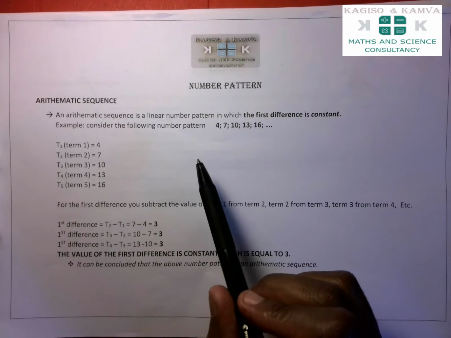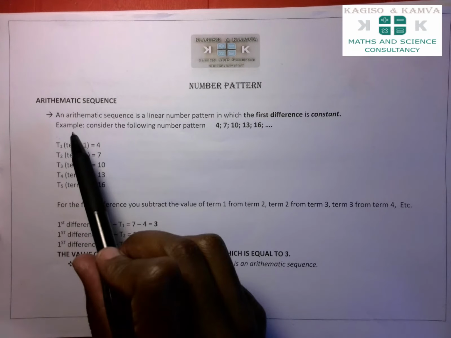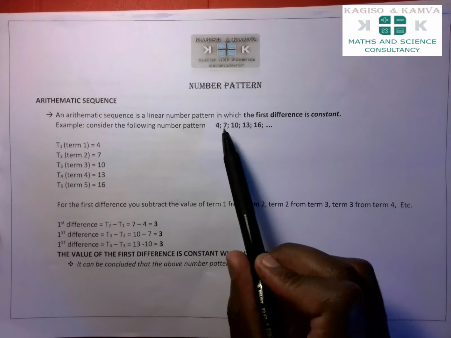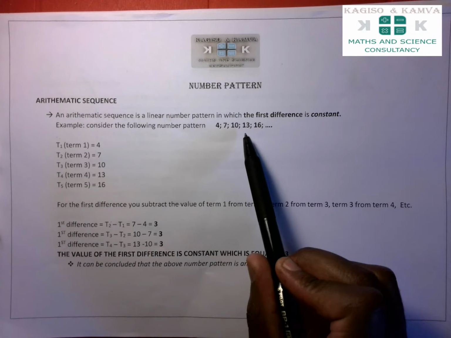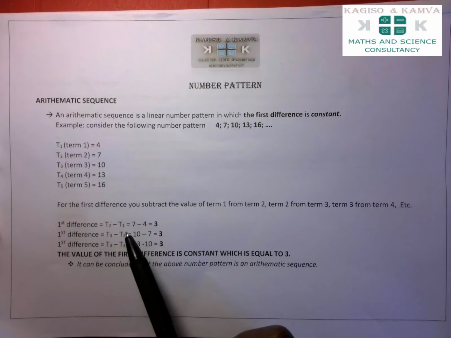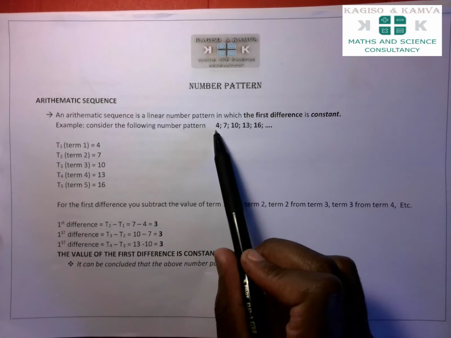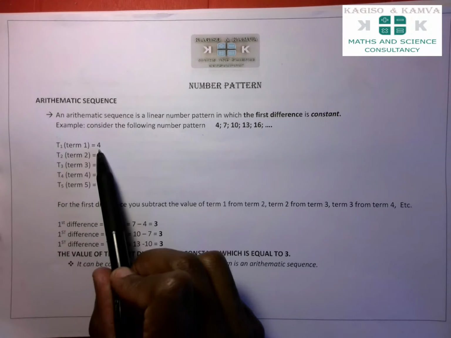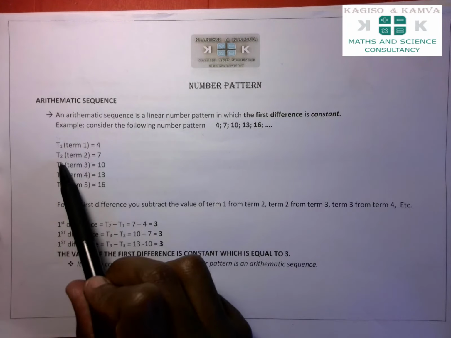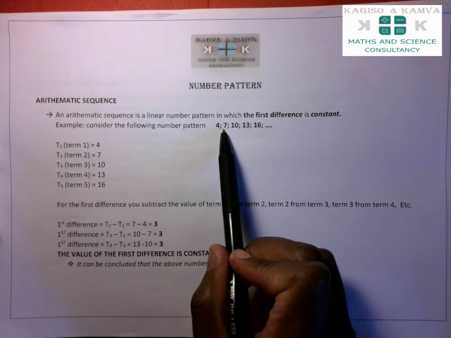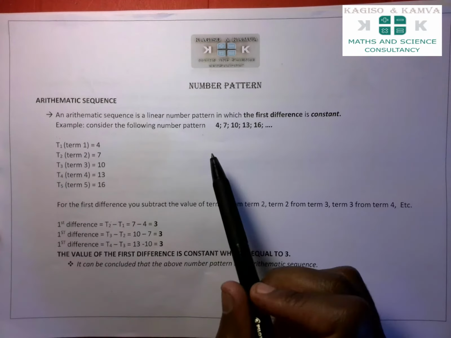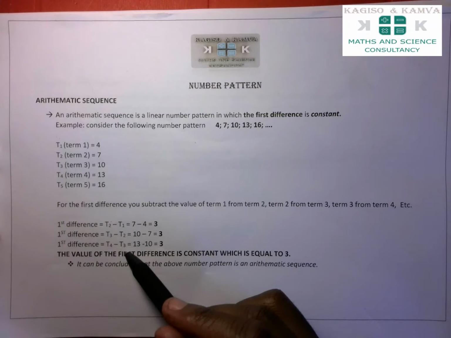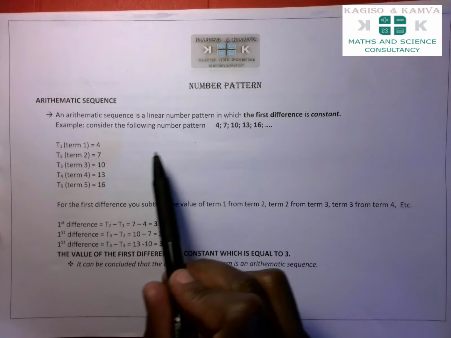Now, example, let us consider the following number pattern: 4, 7, 10, 13, 16. Remember, 4 is term number 1. T1, term number 1, is equal to 4. And then term number 2 is 7. When we say term, we are talking about the position of that value. So 4 is position number 1, so position number 1 is term number 1.